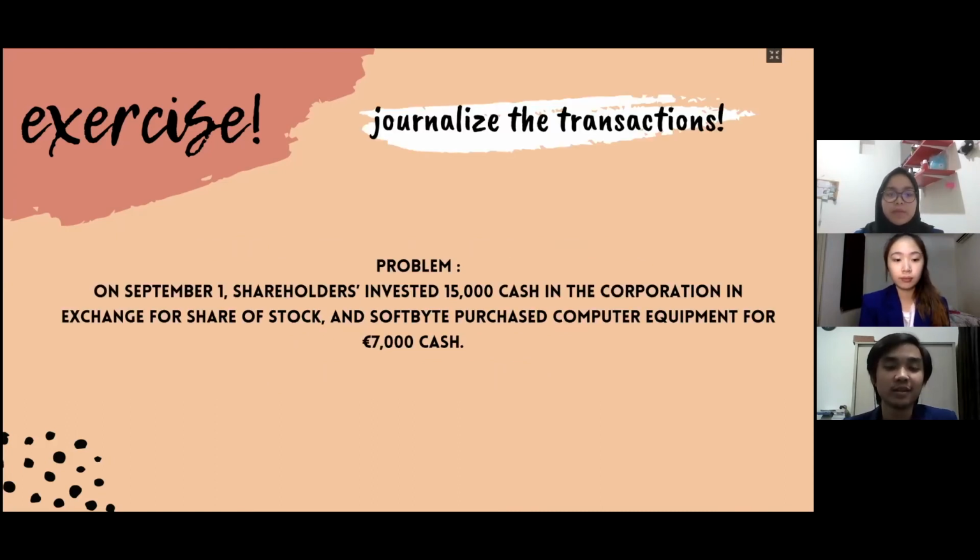Now number 3, you can try to journalize the transaction. This is the problem. On September 1, shareholders invested 15,000 of cash in the corporation in exchange for a share of stock, and SoftByte purchased computer equipment for $7,000 cash.